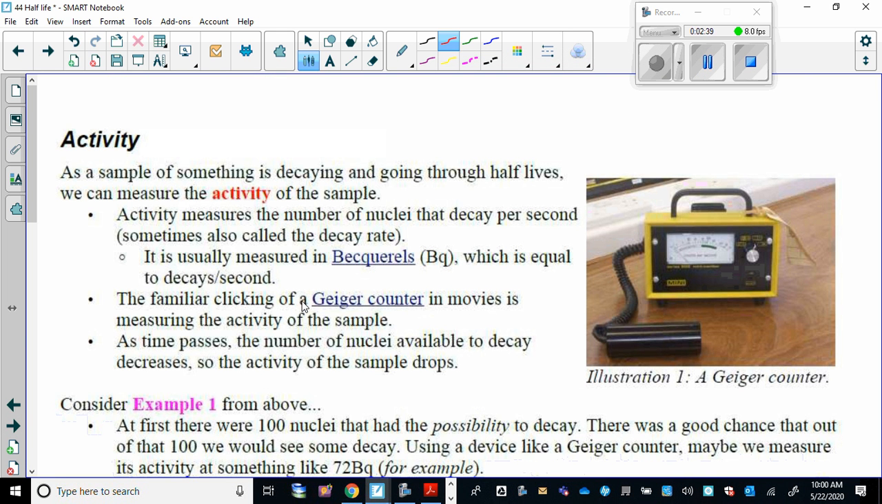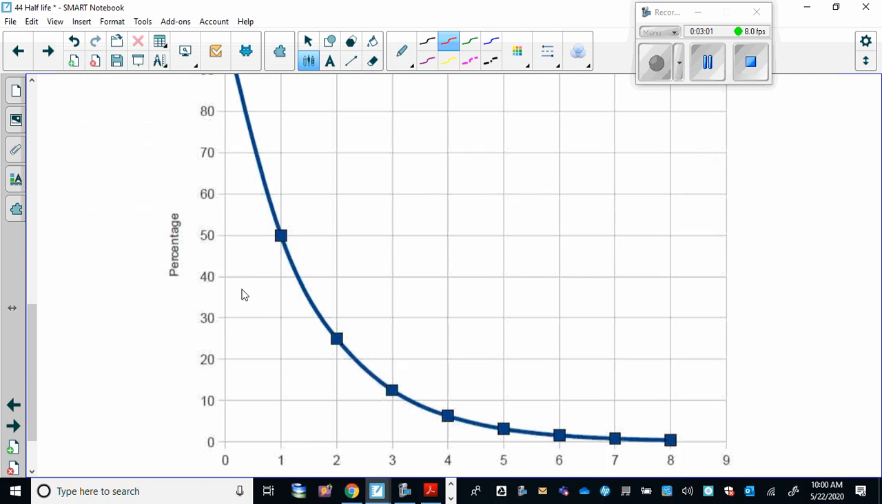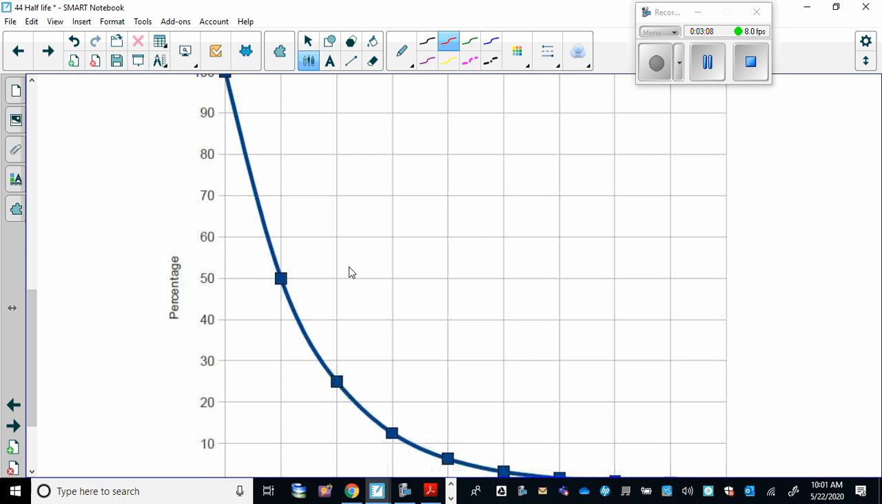Activity. The activity is usually measured in becquerels, and the activity of a substance measures the number of nuclei that decay per second. For example, if something has 72 becquerels, then 72 nuclei decay per second. And this is what's important in this lesson, in addition to the math, which we're going to go over in a minute. The other important thing is these graphs.